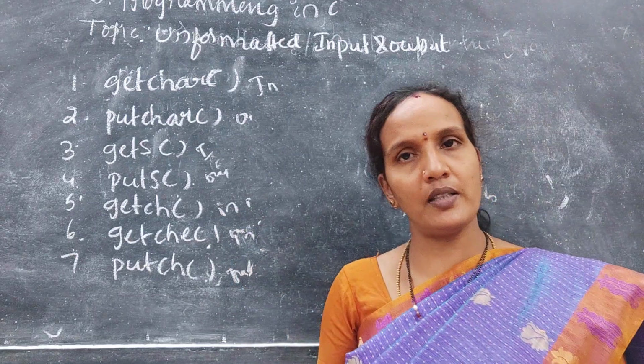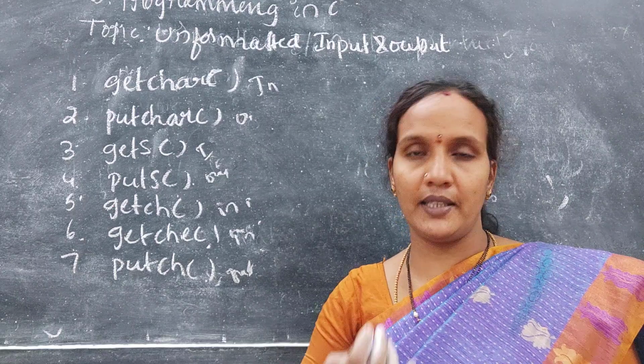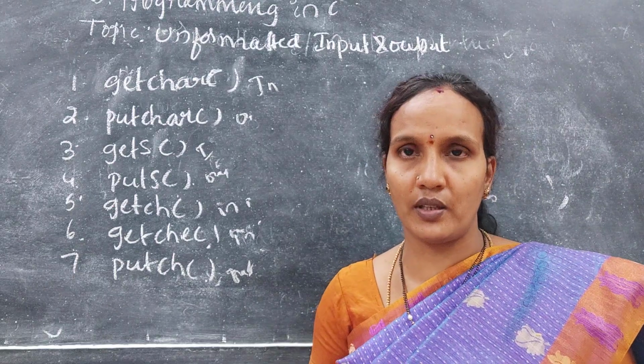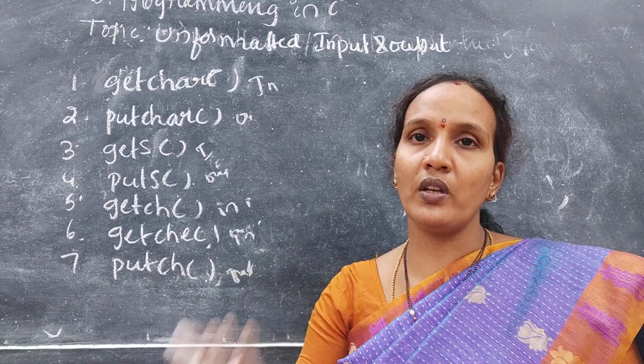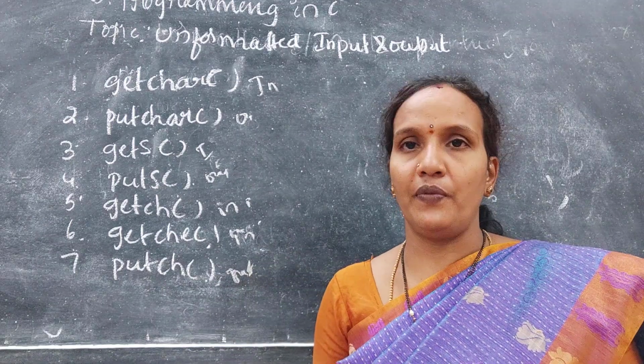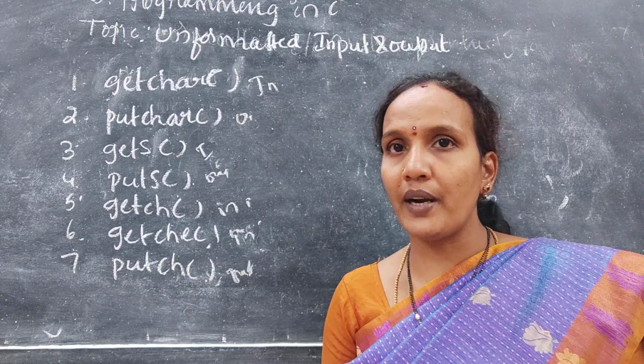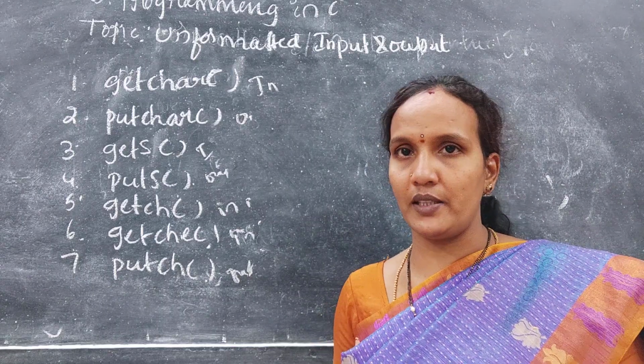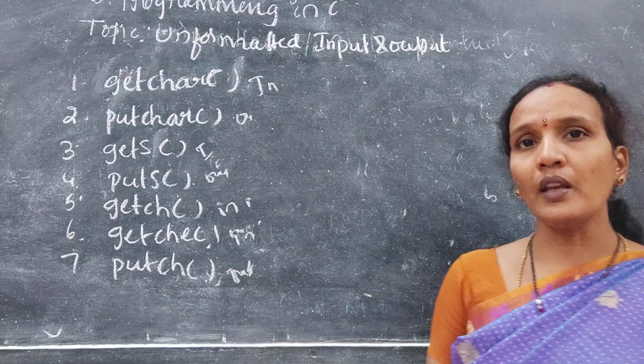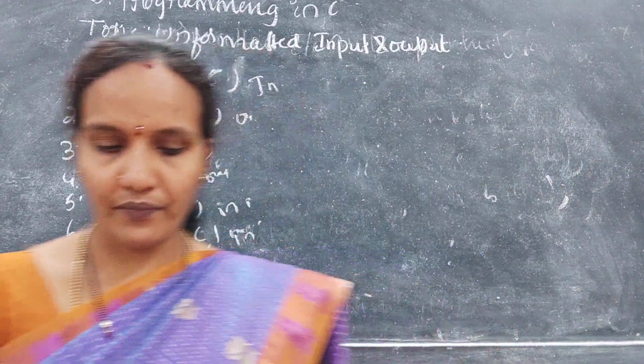Wherever you have a put, that is the output, and wherever you have a get, that is the input, because you are getting input from a user, that is the input function. It is putting on the output screen, that is called an output function. So these are the list of unformatted input and output functions. Now we will discuss each and every function here.